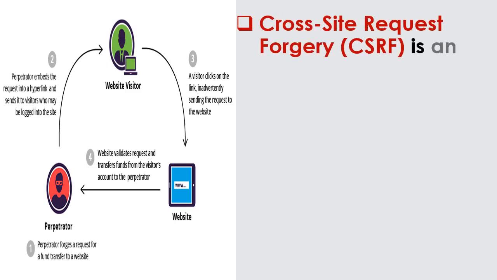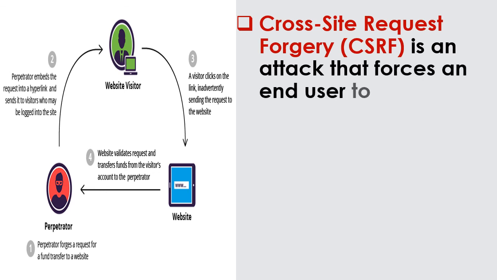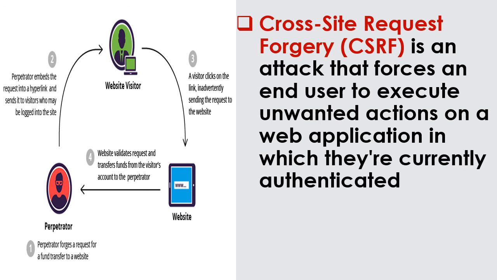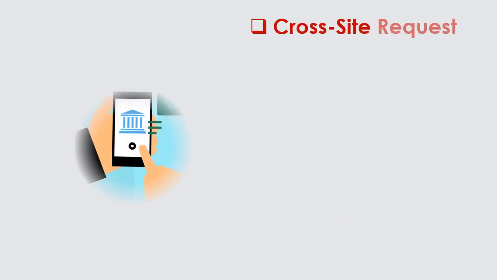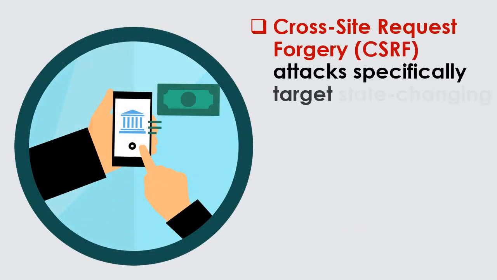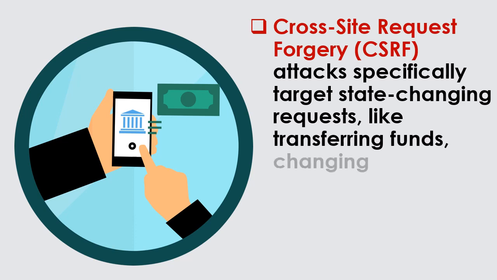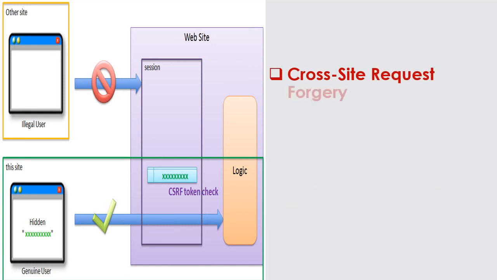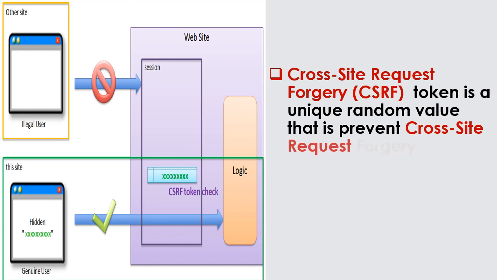Cross-site request forgery is an attack that forces an end user to execute unwanted actions on a web application in which they are currently authenticated. Cross-site request forgery attacks specifically target state-changing requests, like transferring funds, changing their email address, not theft of data. A cross-site request forgery token is a unique random value that prevents cross-site request forgery attacks.